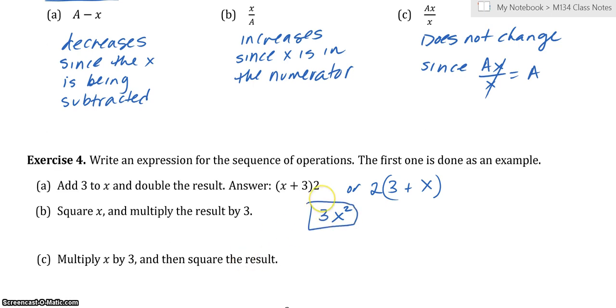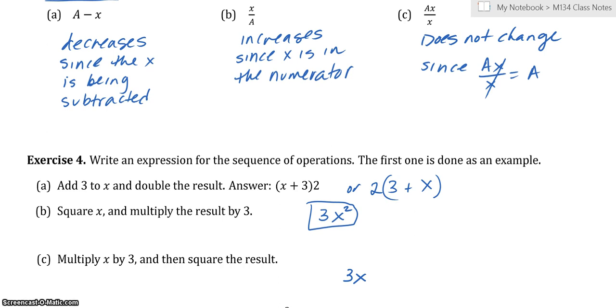So that is one answer. If you want to put it on the right side, that would work too. But you just square the x. You're doing that first. Now part C. It says multiply by 3. So now we're going to multiply by 3 first. And again, I like to put the 3 on the left, but you can put it on the right.